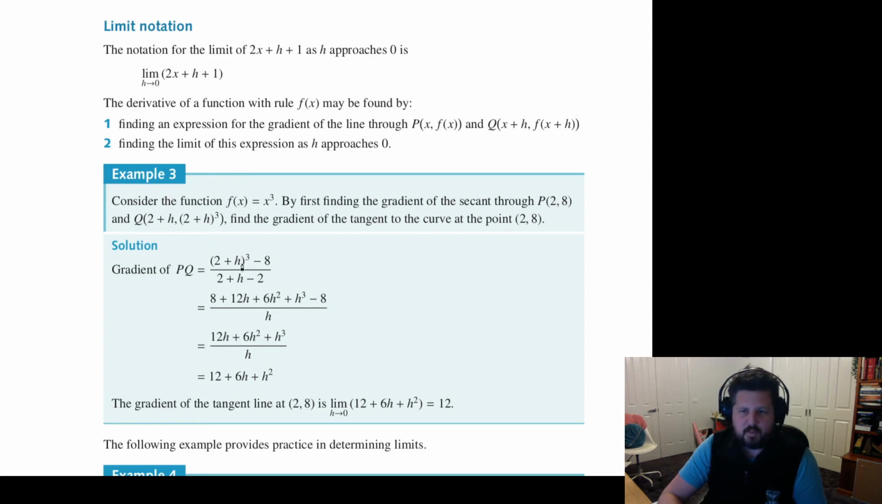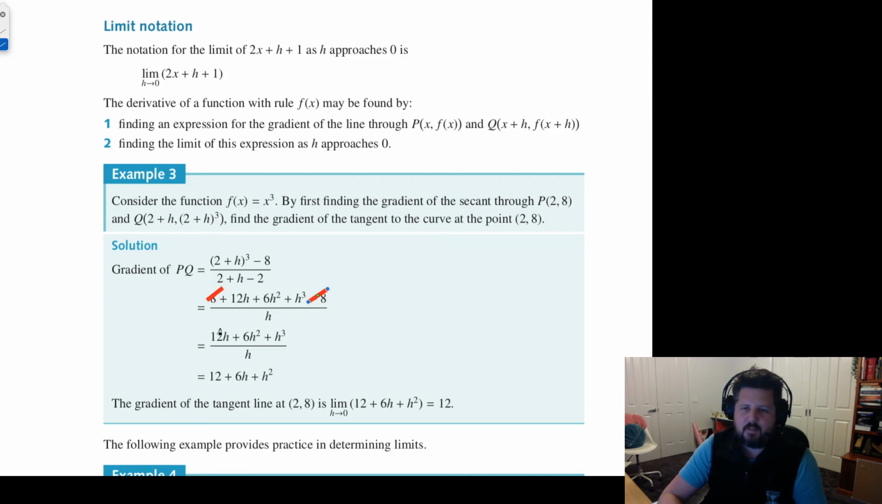As we've been doing in the past, we expand out the top line. So 2 plus h cubed expanded out is as follows. And we can simplify as well the bottom line. You've got the 2 here, take away the 2 is 0, so you're just left with the h on the bottom line. Simplifying down this here, this 8 here cancels out with that 8 there. And you're left with 12h plus 6h squared plus h cubed on the top line.